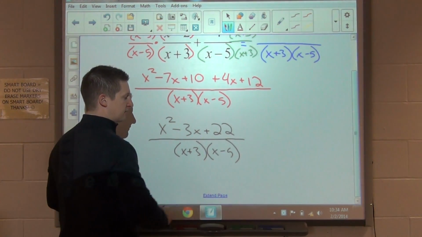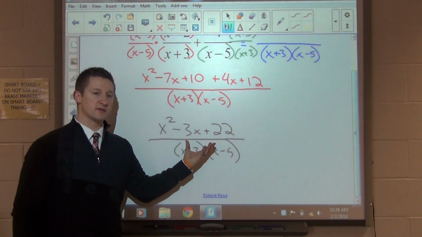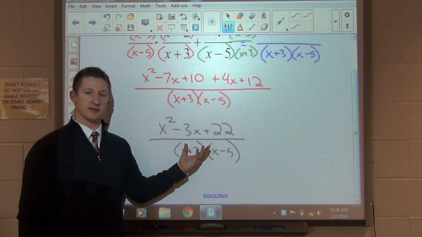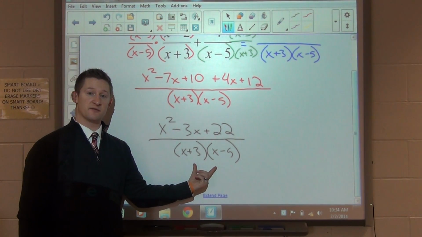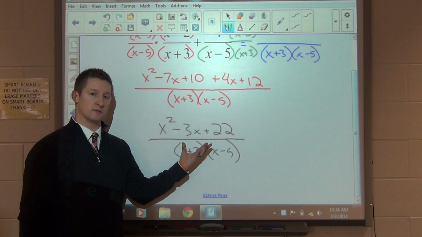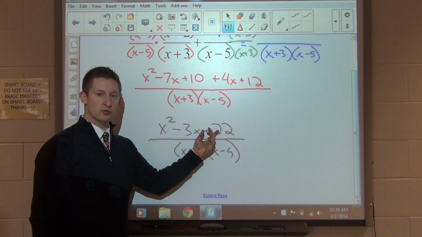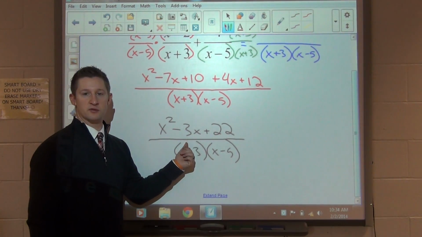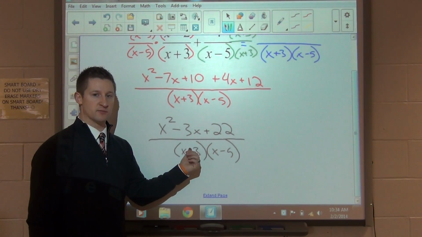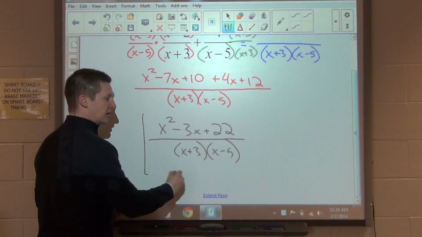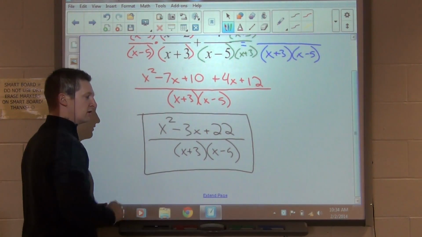If there was a way to factor the numerator so that I could then cancel a common factor that I see from the denominator, I would do so, but I don't believe that there's any factors of 22 that can be somehow put together to equal negative 3 as a sum. So therefore, we're going to go ahead and leave this as our final answer.